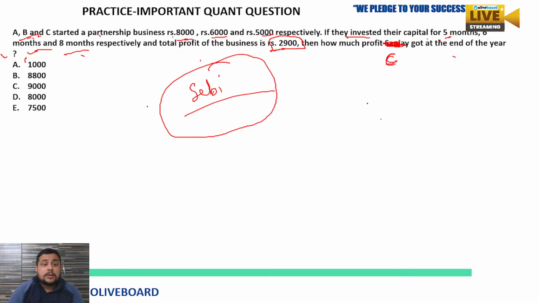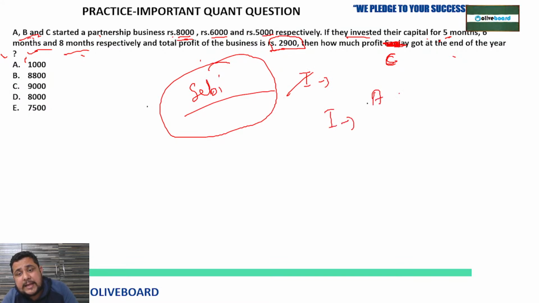Okay. Now see, here the question is based completely on partnership. A, B and C started a partnership, so we will talk about their investment. A, B and C invested how much? 8,000, 6,000 and 5,000. Is this clear?